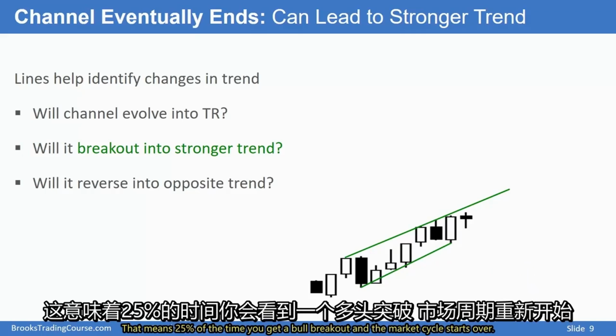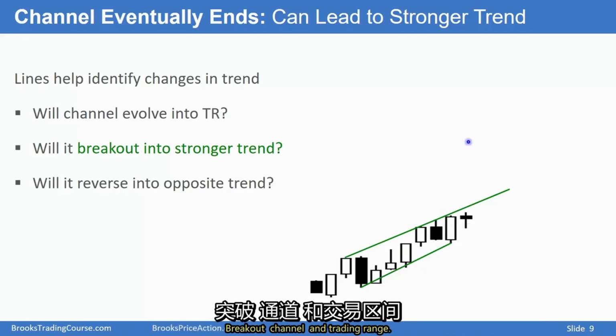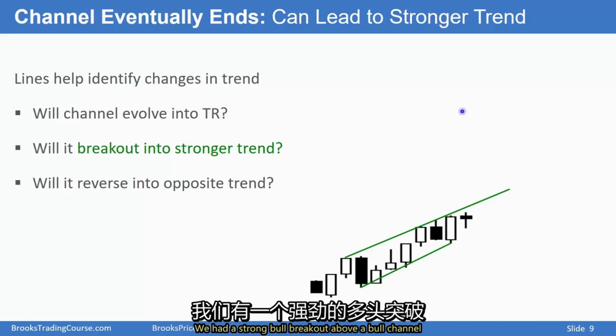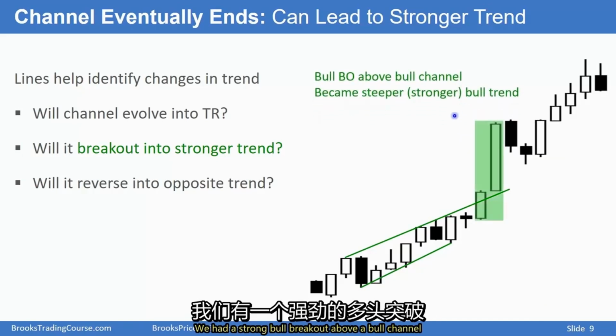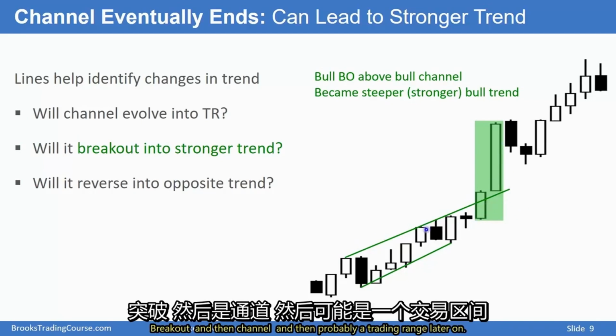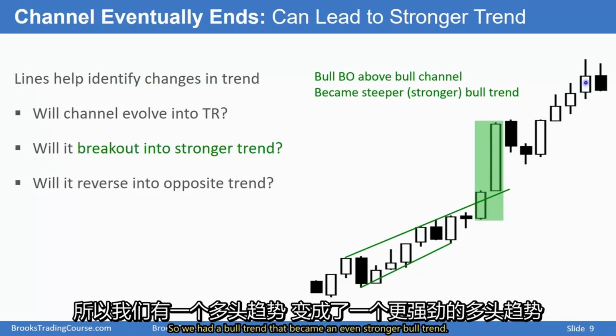75%. That means 25% of the time, you get a bull breakout, and the market cycle starts over. Breakout, channel, and trading range. And that's what we had here. We had a strong bull breakout above a bull channel, so the market cycle starts over. Breakout, and then channel, and then probably a trading range later on.